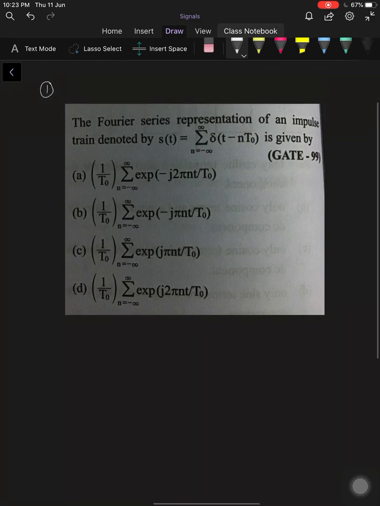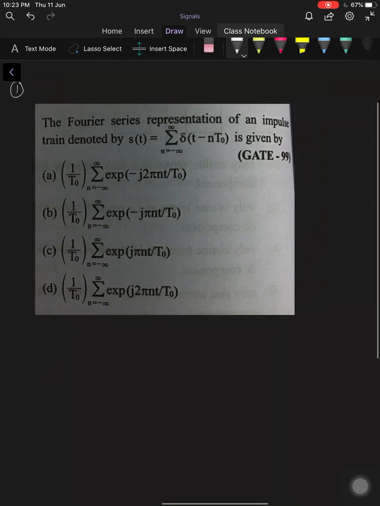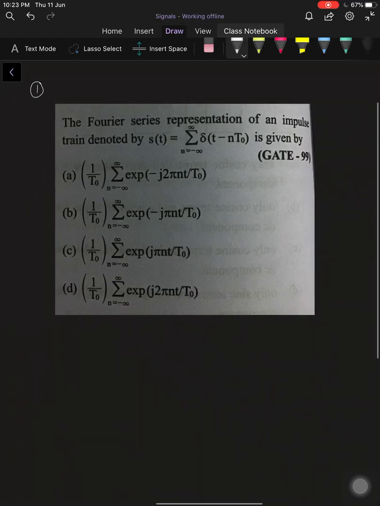So the question says that the Fourier series representation of an impulse train is denoted by S of t, summation of delta t minus n t naught, n spanning from minus infinity to plus infinity. And we are asked to represent its Fourier series representation.